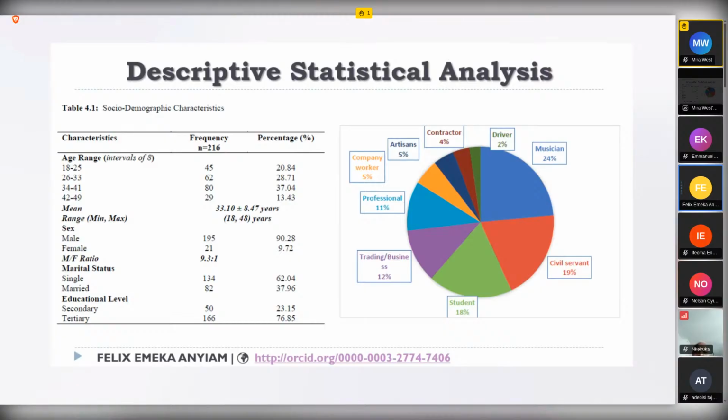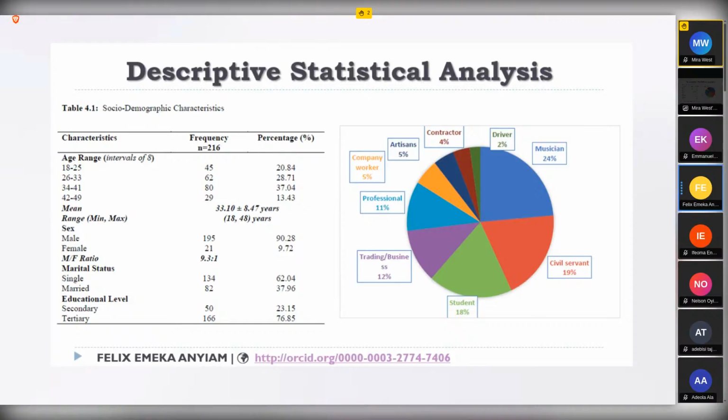For the data that is categorized, age itself is a continuous variable. That's why if you check below, you would see that I represented it first as a mean and standard deviation because the data was normally distributed. So the mean age was 33.10 plus or minus 8.47, which is the standard deviation. The minimum age for the participants of this study was 18 and the maximum was 48.